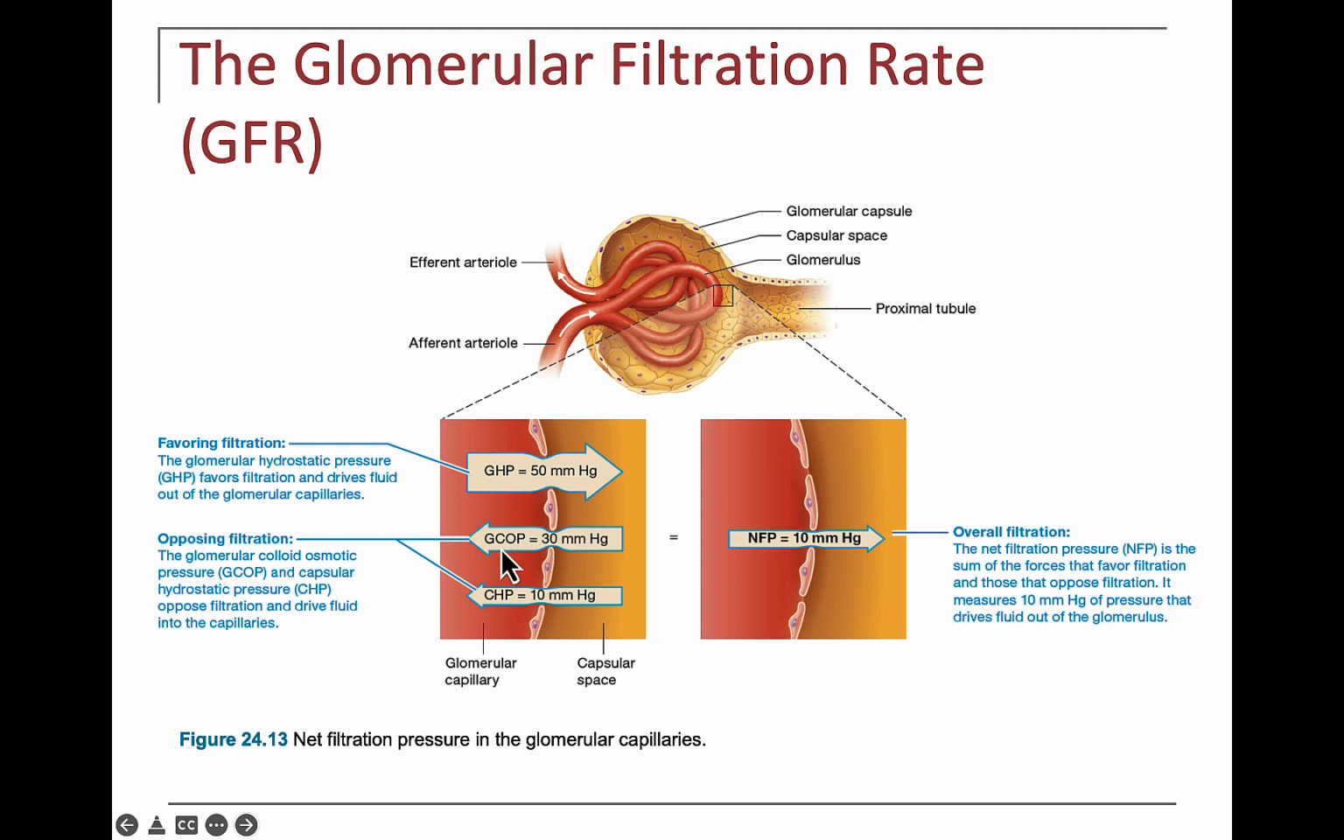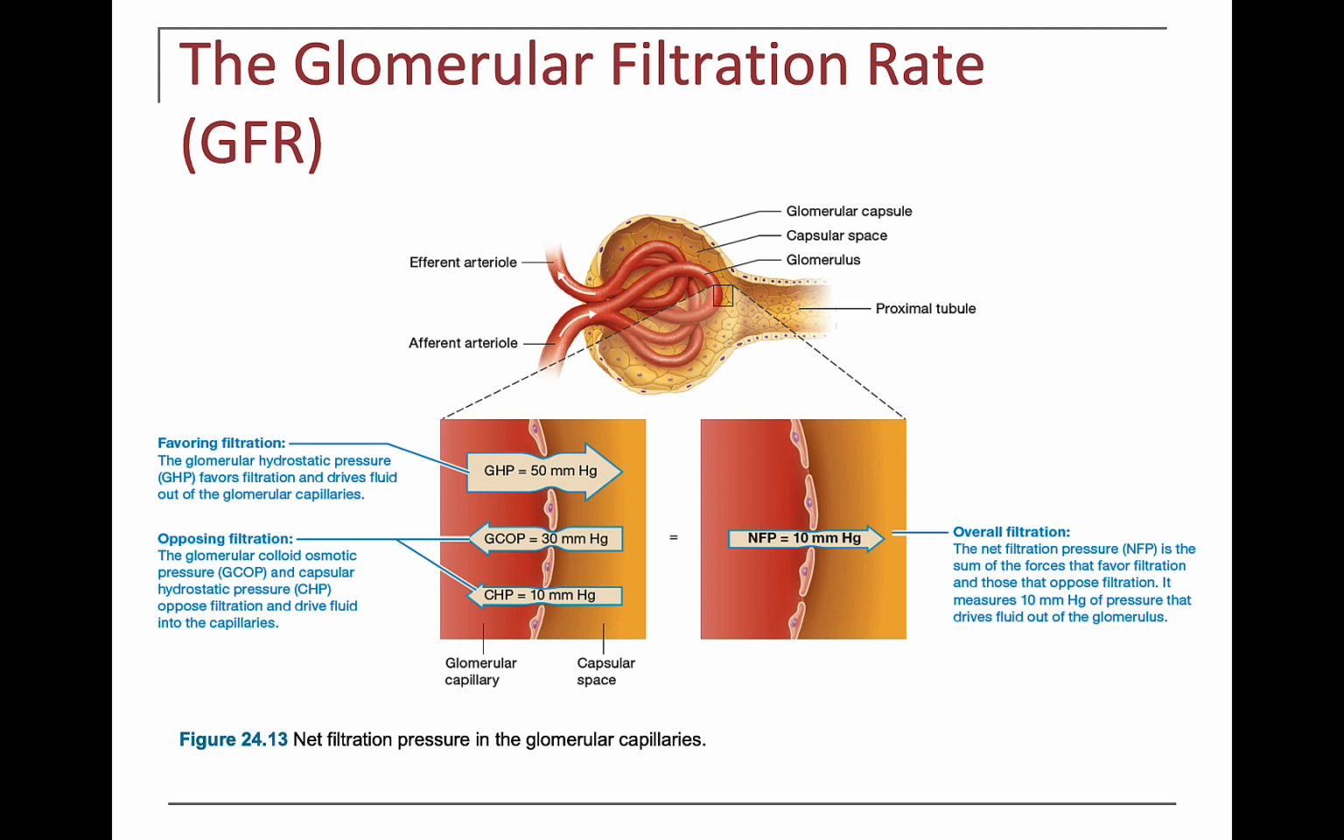GCOP is glomerular colloid osmotic pressure. This means that due to the presence of large plasma proteins that do not leave these glomerular capillaries, osmotic pressure means that water will follow those large proteins and come back in. So that is opposing filtration as it's pulling fluids from the corpuscle back in due to osmosis. That is therefore not a filtrative pressure, but a reabsorptive pressure.